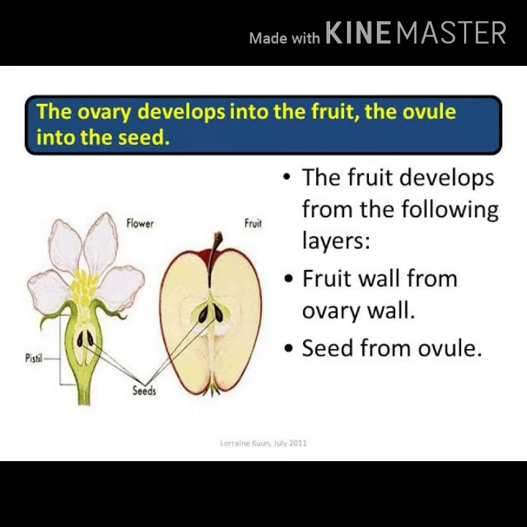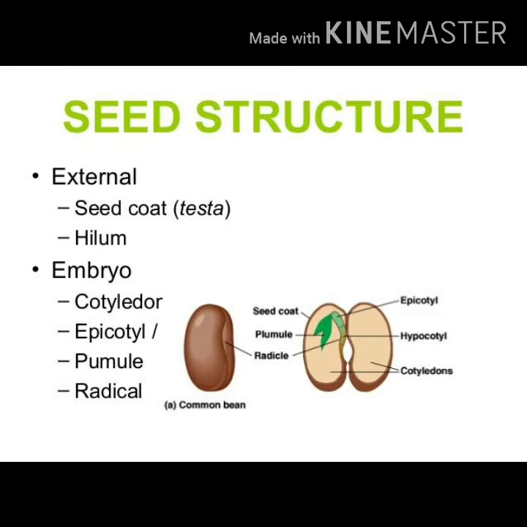Then we see the structure of a seed. A seed contains the embryo and one or two seed leaves. In this picture you can see the embryo with two seed leaves, and the seed leaves are called cotyledons. They store food for the growing embryo. So these cotyledons store food for the embryo.